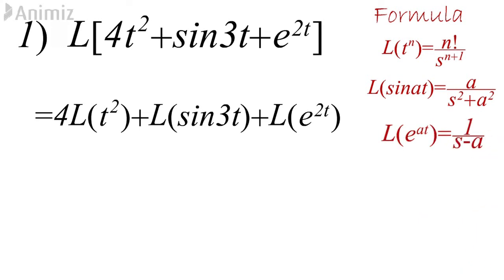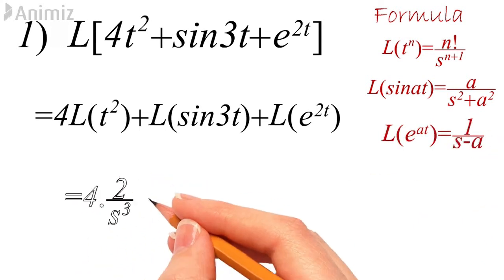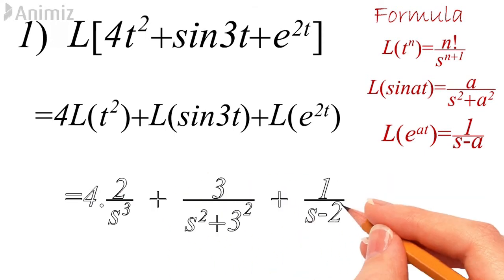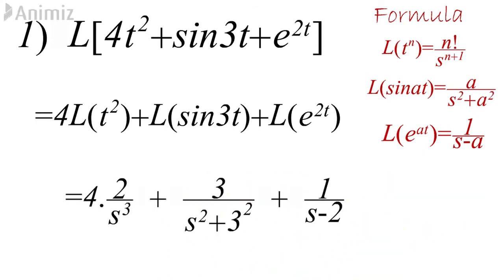Finally, we will get the answer as 4 into 2 upon s cube plus 3 upon s square plus 3 square plus 1 upon s minus 2.